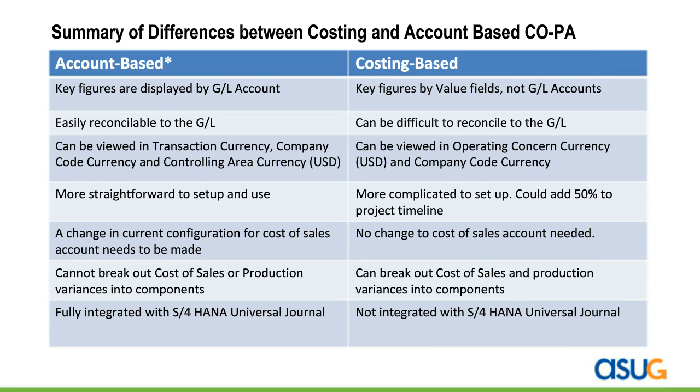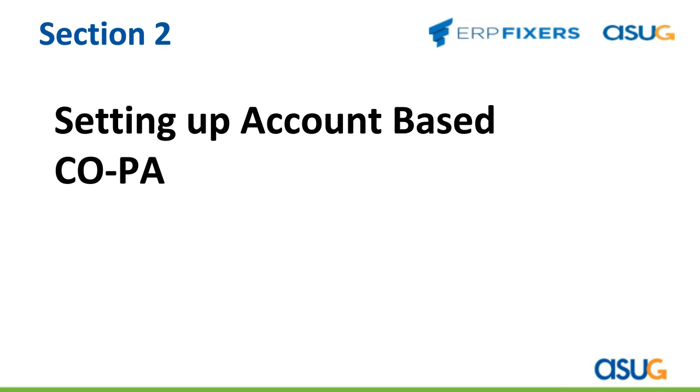Account-based is fully integrated with S/4HANA. Costing-based is not fully integrated with the S/4HANA Universal Journal. So if anyone's spoken to someone from SAP, you'll hear several times that you can still use costing-based COPA. In fact, there are two things in the FICO world, particularly the CO world, that you will hear time and time again with S/4HANA. One is that material ledger is required, but actual costing is not. And the second is that although account-based COPA is in the Universal Journal, you can still use costing-based COPA.